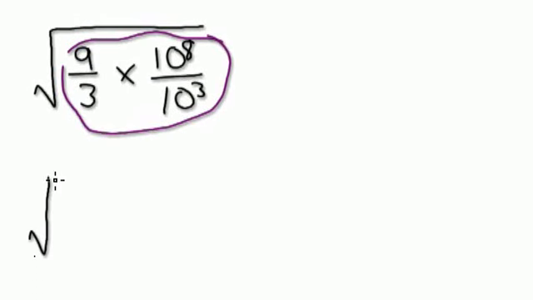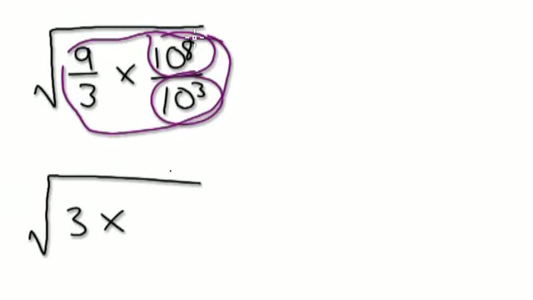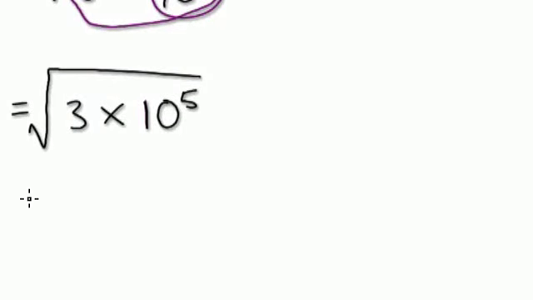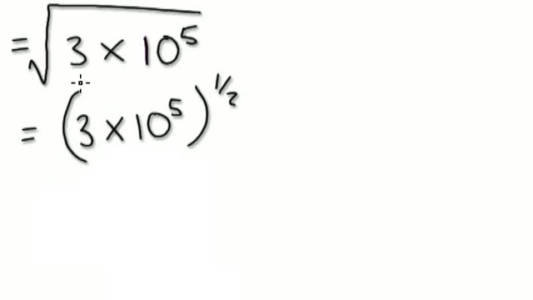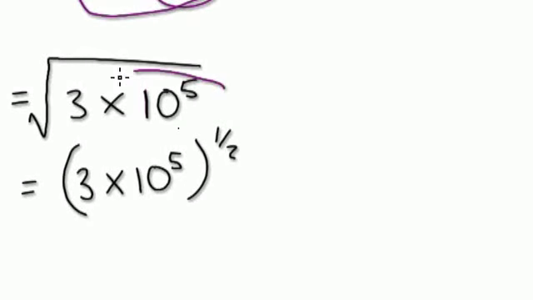So it's going to be square root, well, 9 divided by 3, that's 3, times, well, you've got this divided by this, so it's a matter of getting 8 take away the 3, so it's times 10 to the power of 5, okay? So now maybe you can jump to something like this: 3 times 10 to the power of 5, and then bracket to a half. Okay.